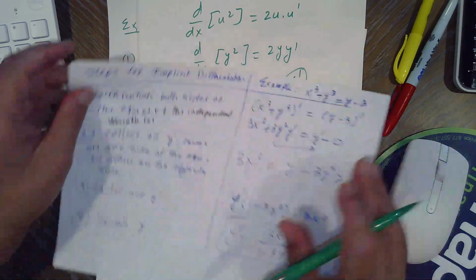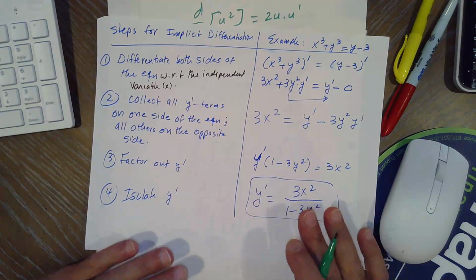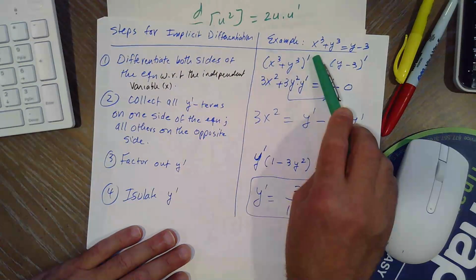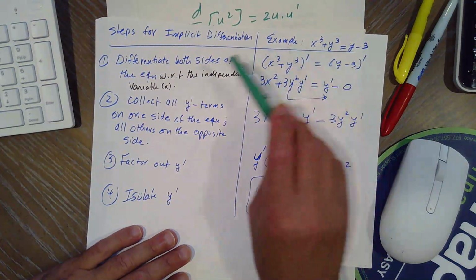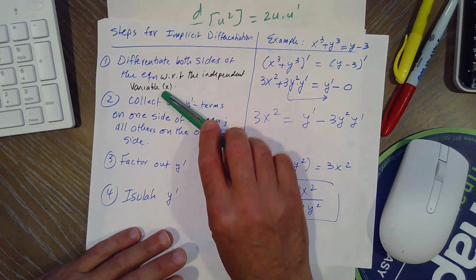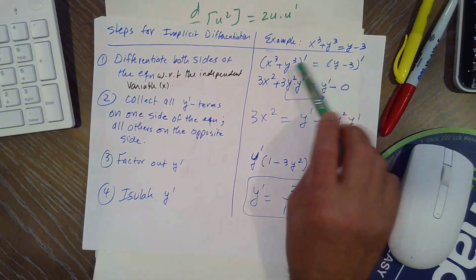So what are the guidelines for implicit differentiation? Here I have this in your notes. You don't have to write it down. Okay, and I'm going to go over this. So the first thing to do in implicit differentiation, and then I'm showing you an example on each step, is to differentiate both sides of the equation with respect to the independent variable. In general, it's x. So you do prime on both sides.